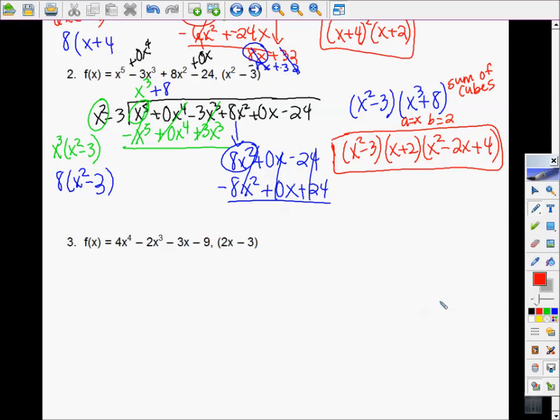So I'm going to check the order. I have 4, 3. What's missing? 2. So I'm going to need an x squared in there. So plus 0. Okay. So I'm ready to divide.